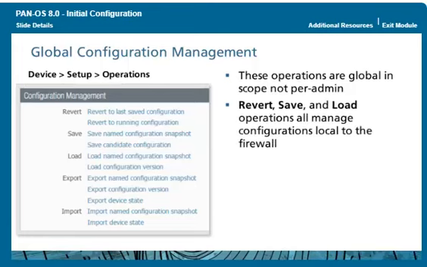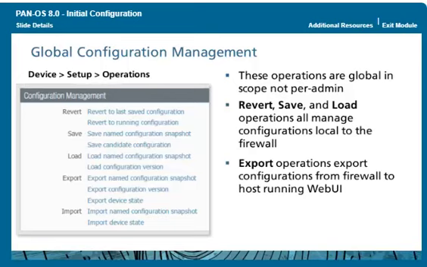The revert, save, and load operations all work with firewall configurations that are local to the firewall. The export operations transfer configurations as XML formatted files from the firewall to the host running the web UI browser. From your local machine, you can save the files as configuration backups. Exported files also can be edited, which means that you could configure a firewall for your environment, export its configuration as an XML file, and then use slightly edited versions of the file as configuration templates for other firewalls.